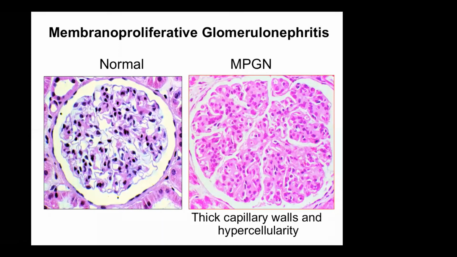What else could it be? It could be cryoglobulinemia, and sometimes C3 can even cause MPGN for us. Okay, so any of these things can cause MPGN.